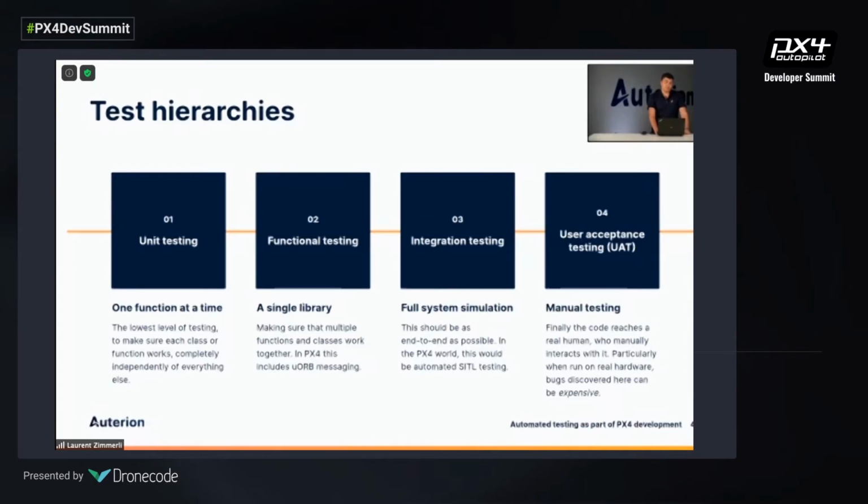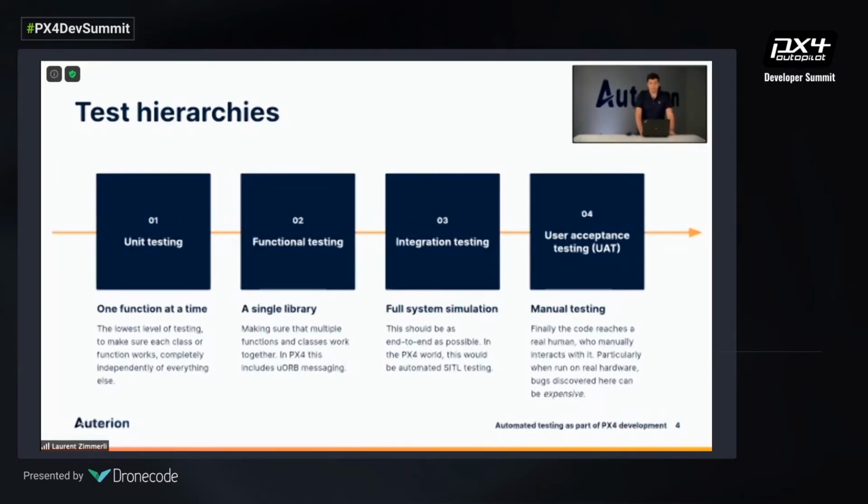Then finally, we get to the manual testing, which I think everybody is familiar with. And that is the user, this is in the testing world known as user acceptance testing. And this is where a real human tests it, often on real hardware. And especially for us with drone development, if something goes wrong here, this can end up being quite expensive. You can end up with broken frames. But even if something doesn't go horrifically wrong, this is also expensive because it's taking up users' time every single time something like this needs to be done.